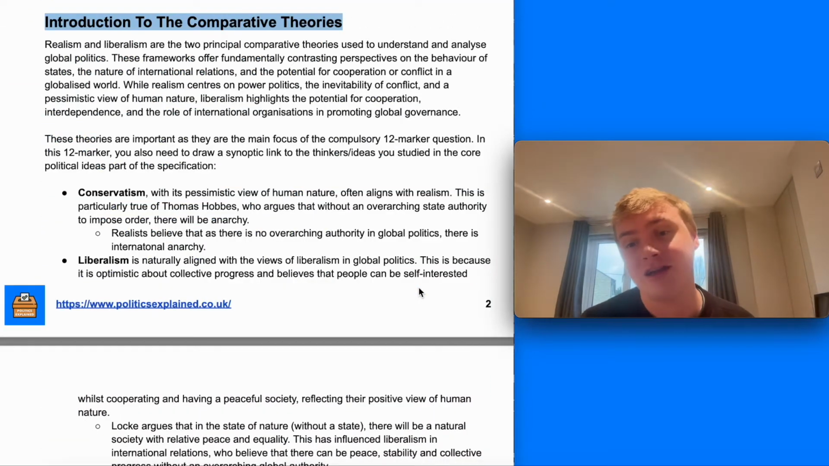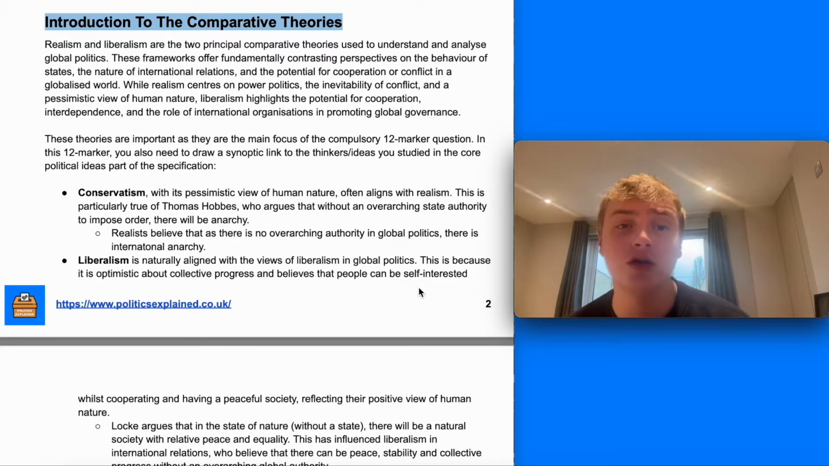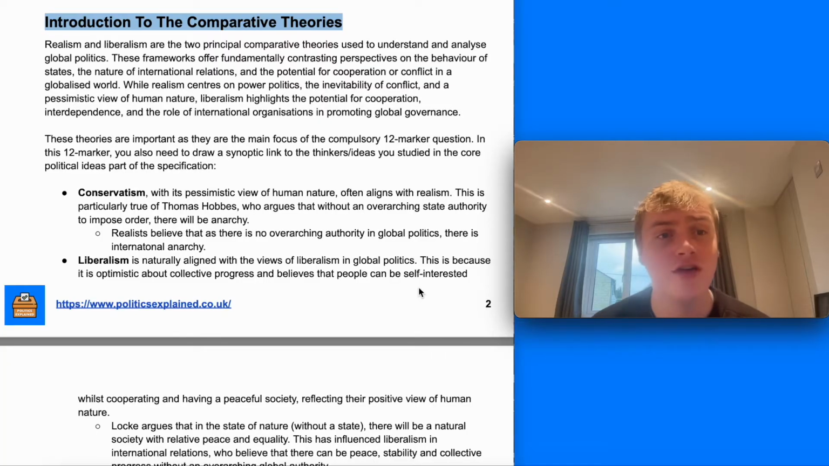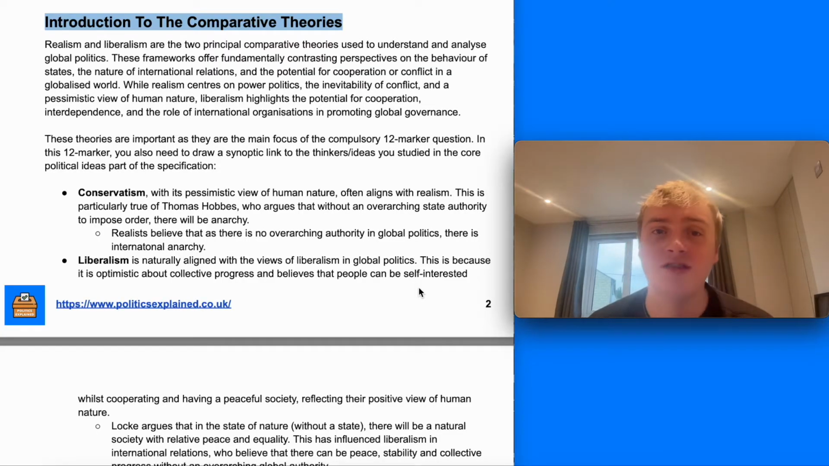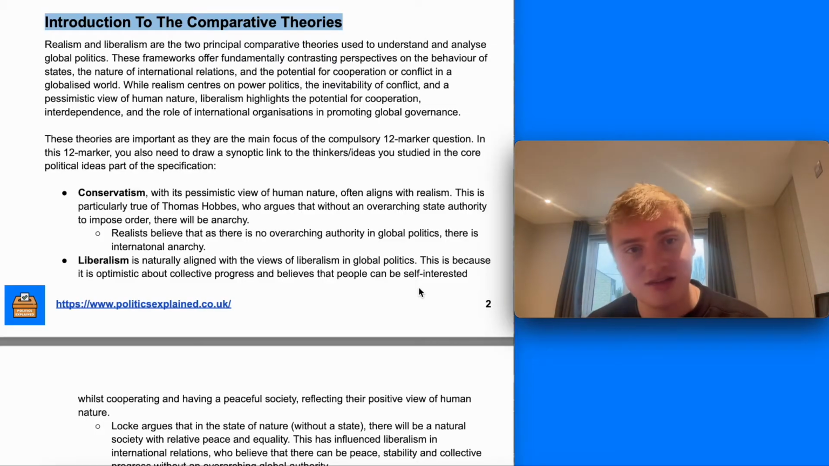Before we look at the main ideas of realism and liberalism, though, I want to first give you an introduction to these comparative theories. Realism and liberalism are the 2 comparative theories that are used to understand and analyse global politics by academics, journalists, and of course students like yourselves. These frameworks offer fundamentally contrasting perspectives on how states behave, the nature of global politics and international relations, and the potential for cooperation or conflict in the international order.